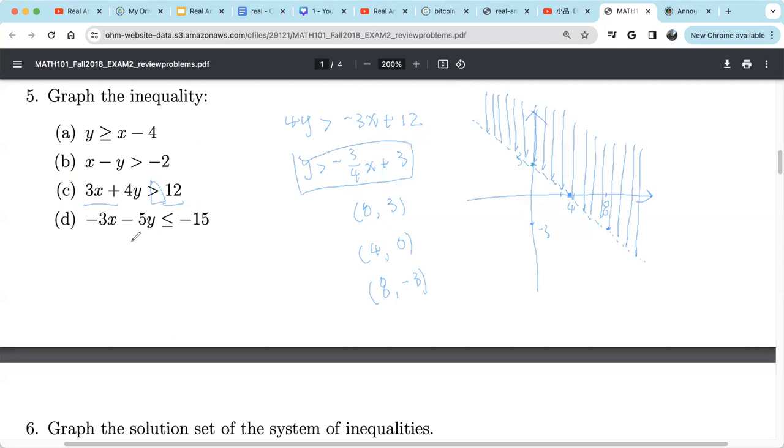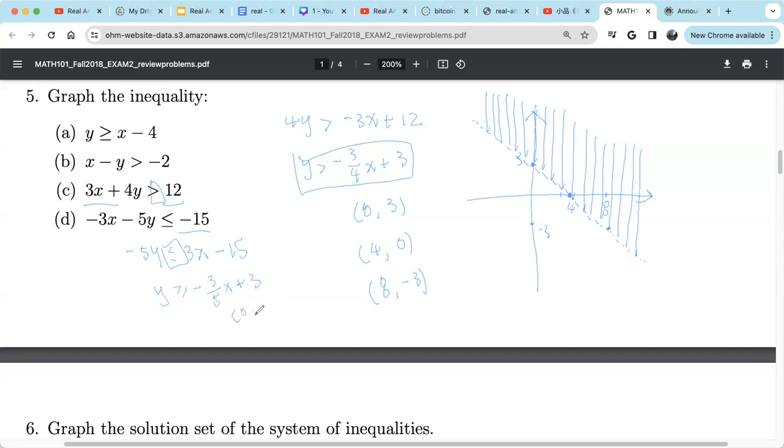Now let's see the last one. We move negative 3x to the other side because we want to solve for y. Negative 3x moved to the other side becomes positive 3x, minus 15, right? Because this is negative 15. Now we divide by negative 5. We switch the sign. Divide by a negative number, switch the sign. Negative 3 over 5 x. Negative 15 divided by negative 5 plus 3.